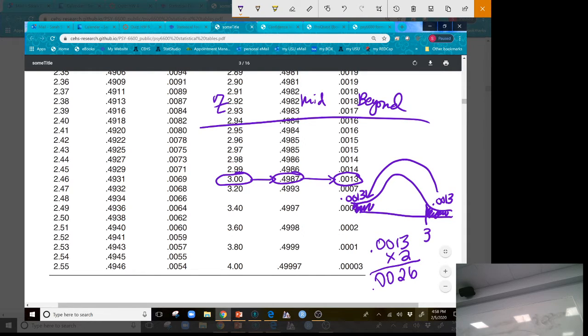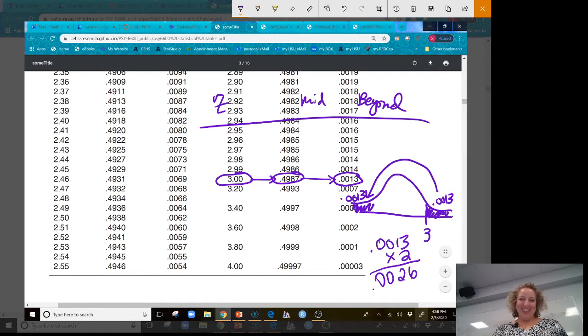Okay, so that was problems 8 and 9. Problem 8 says, what's the z-score? The z-score is 3. Problem 9 says, what's the p-value? 0.0026. Yep, so 10 and 11 are the next ones.